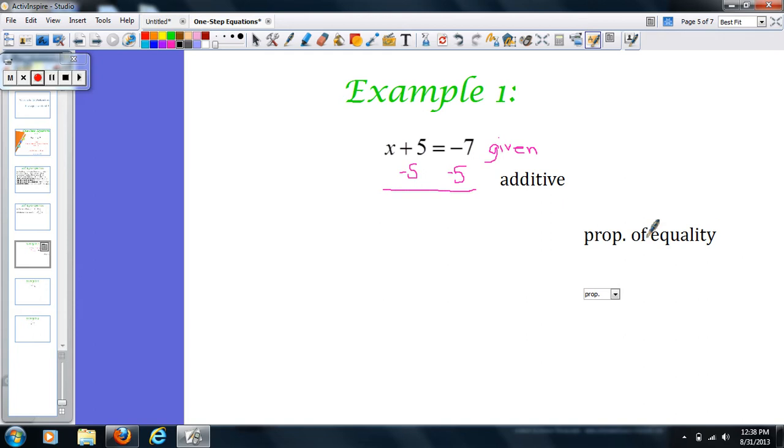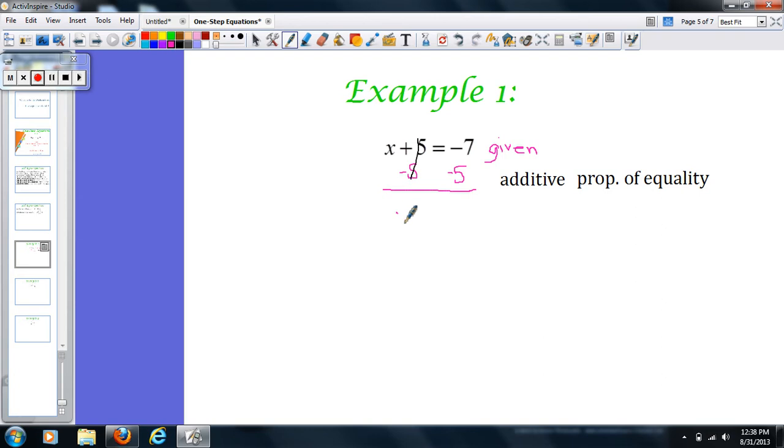See if it fixes it. There we go. Alright, so that's our given. This step allows us to do the additive property of equality, because I add 5 to both sides. Now when I simplify this, you guys should remember, this becomes 0.